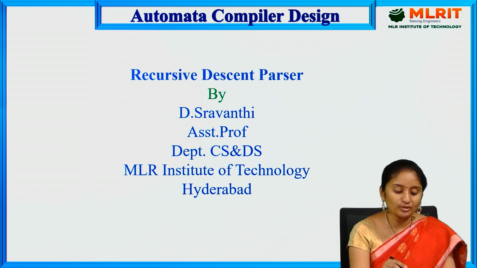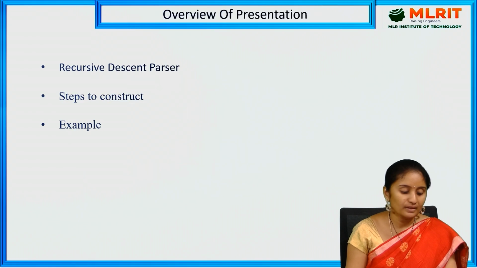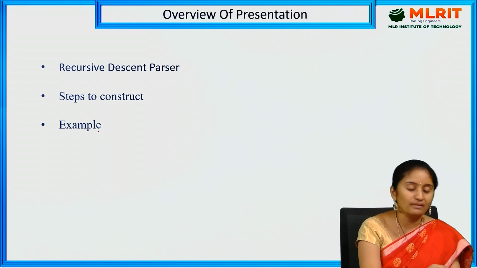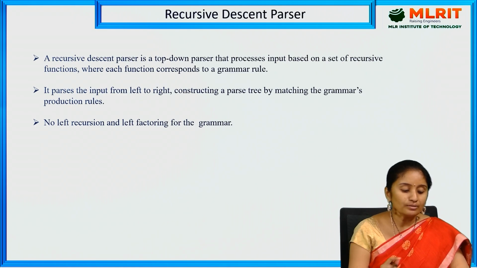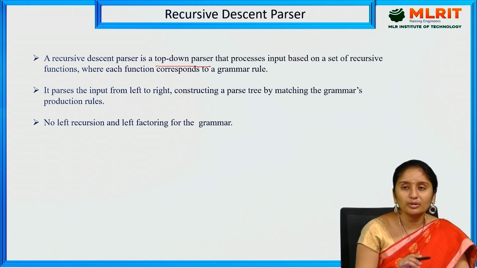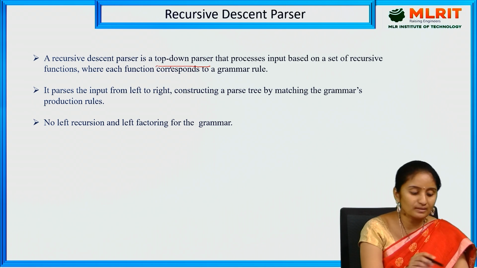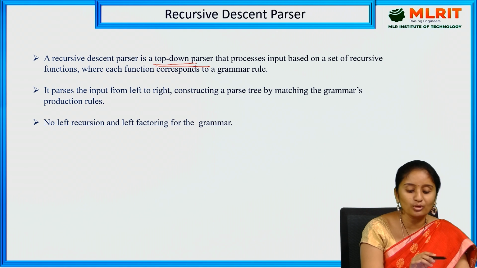Today our topic is Recursive Descent Parser. Today we are going to cover what a Recursive Descent Parser is, what steps are used to construct it, and an example. The Recursive Descent Parser comes under top-down parsing. There are two types of parsing, top-down and bottom-up parsing. This Recursive Descent Parser comes under top-down parsing.